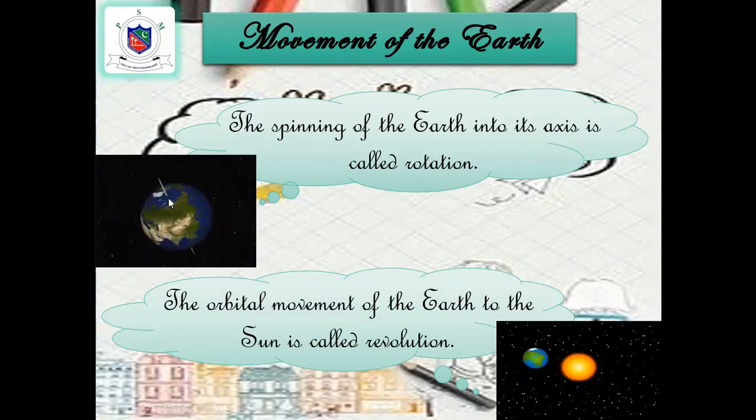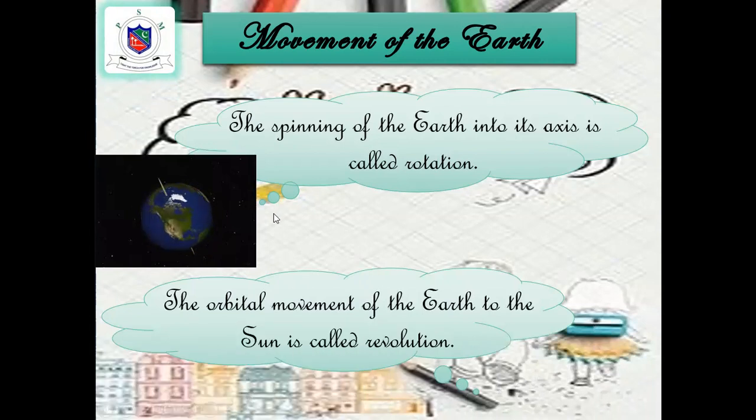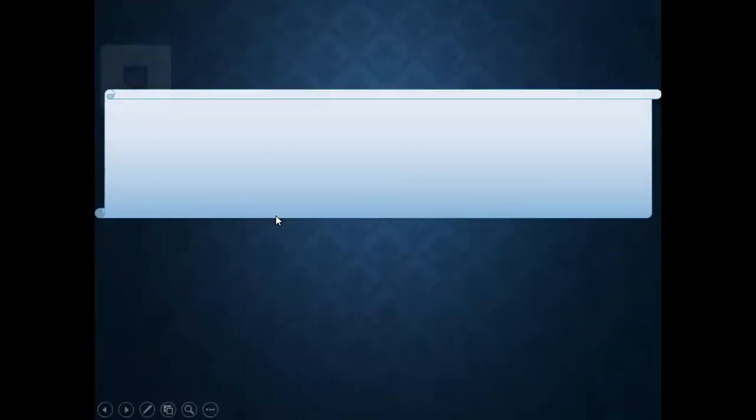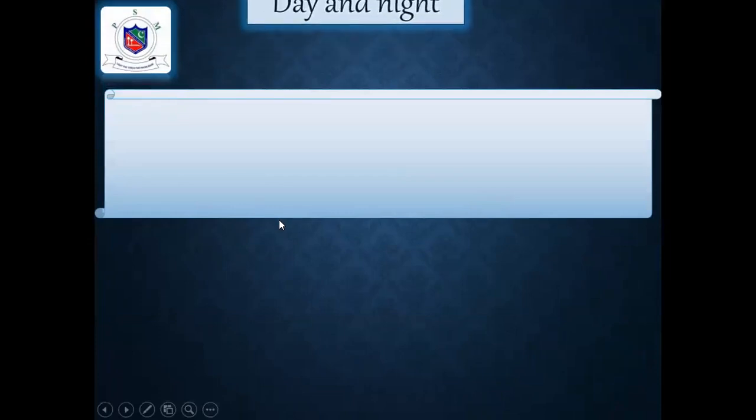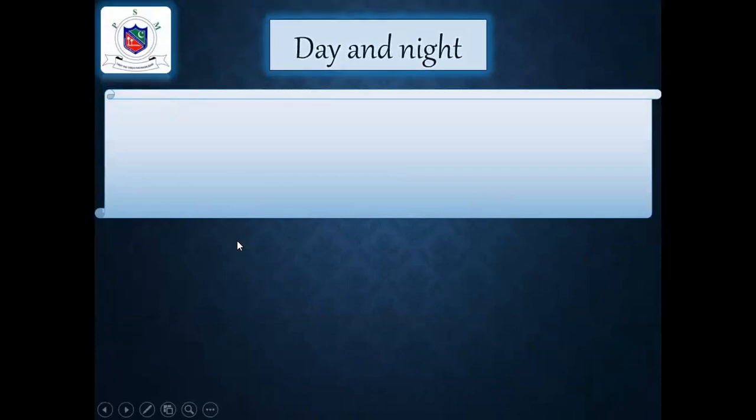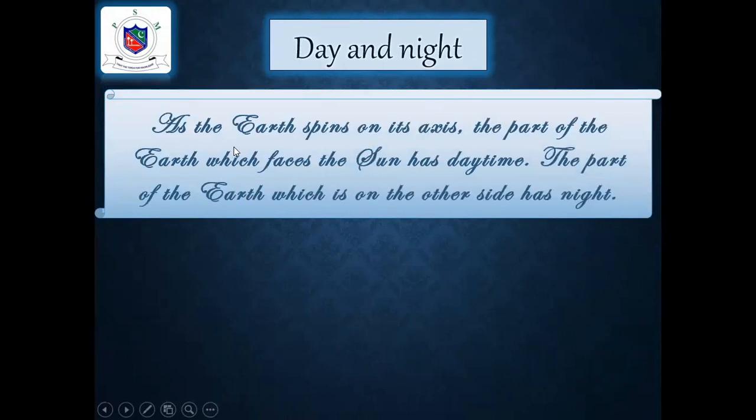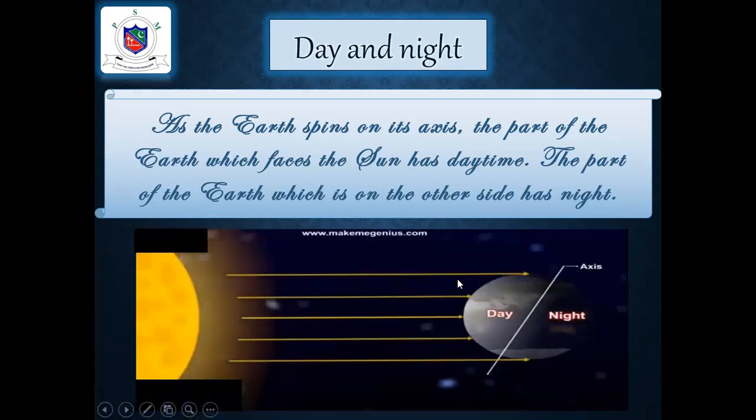As you can see, it is slightly tilted. Approximately, we can say it is 23.5 degrees to its orbit. So, as well as turning on its axis, the earth also goes round the sun. As the earth spins on its axis, the part of the earth which faces the sun has daytime. And the part of the earth which is on the other side has night.